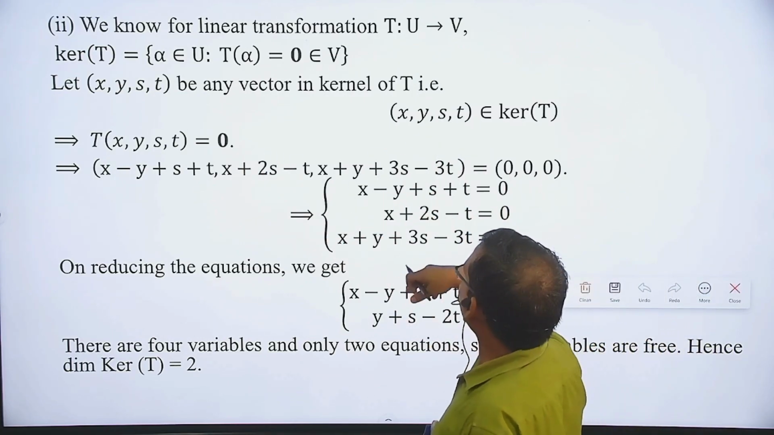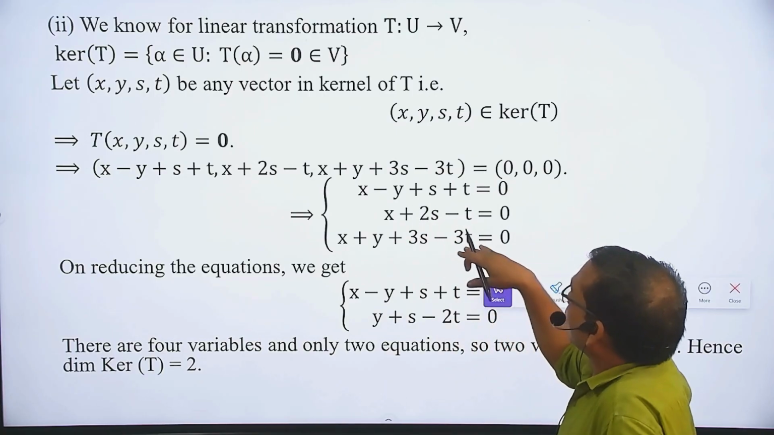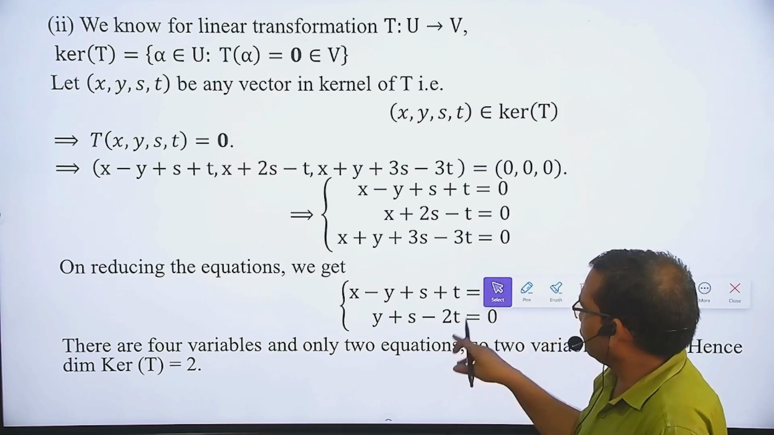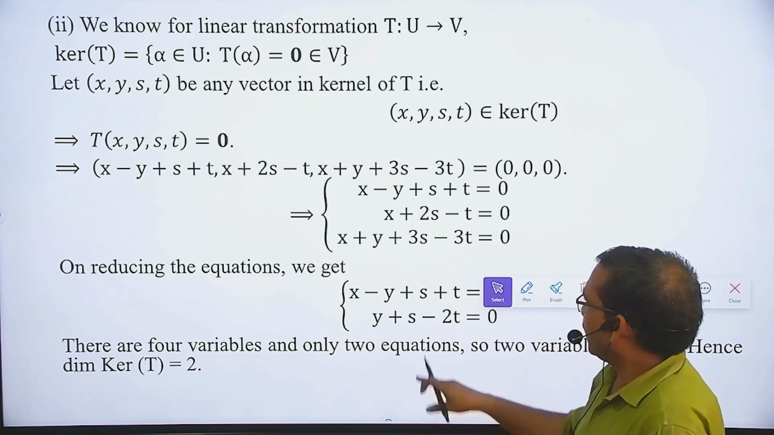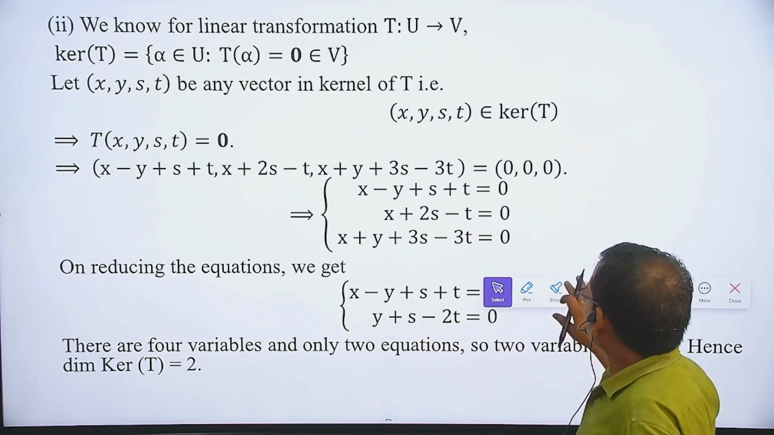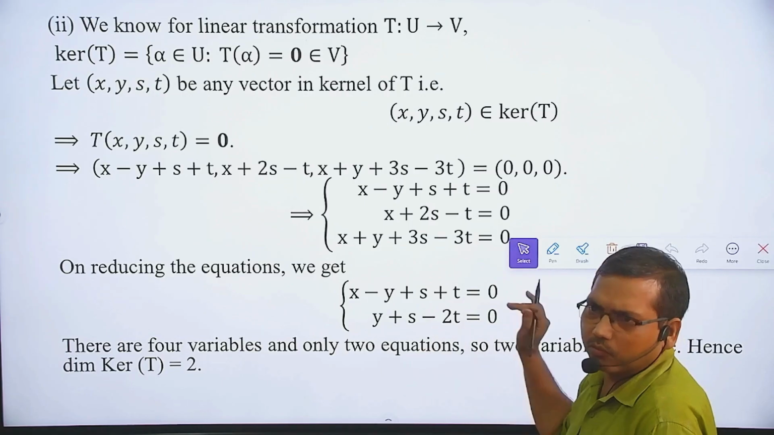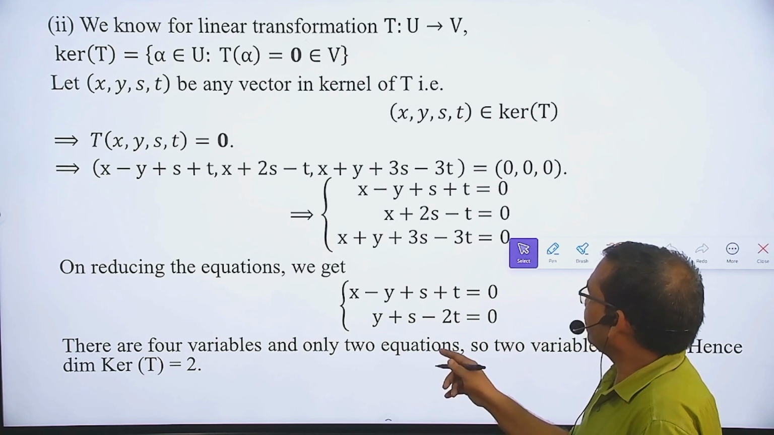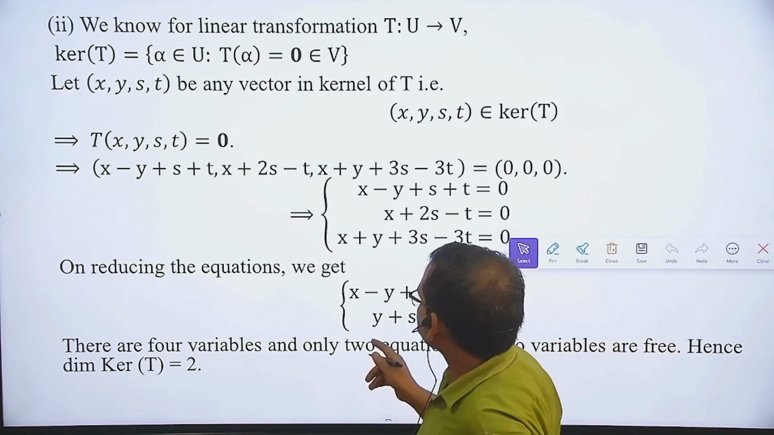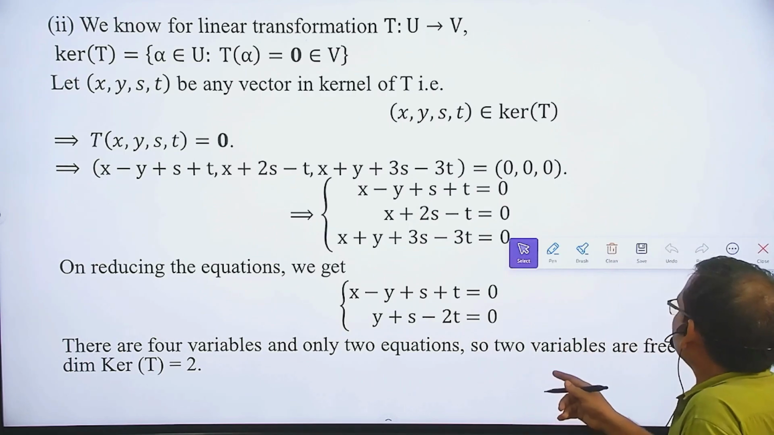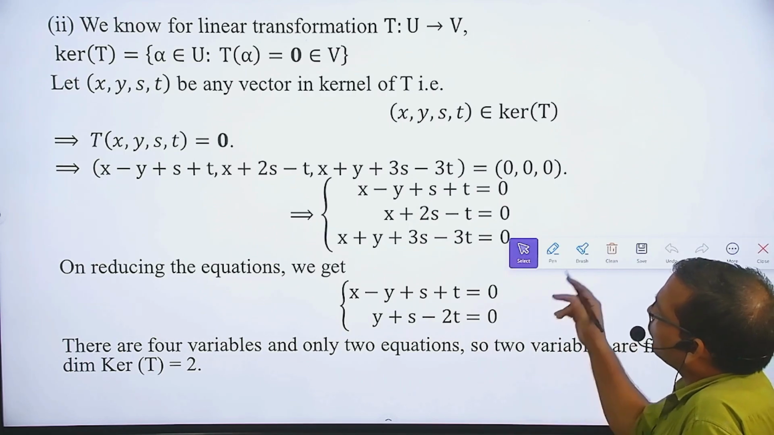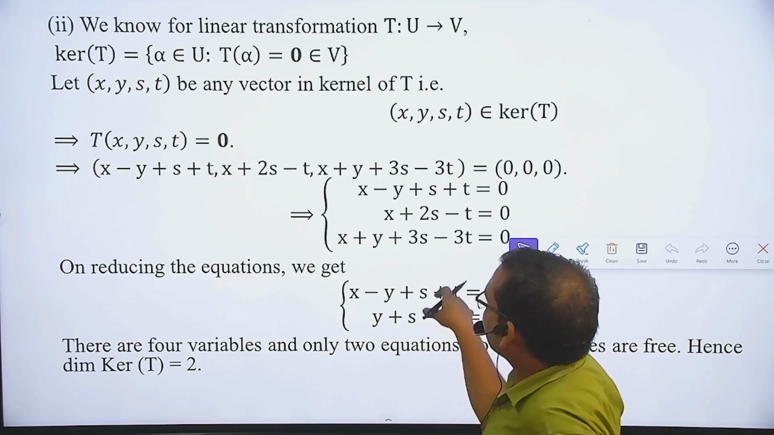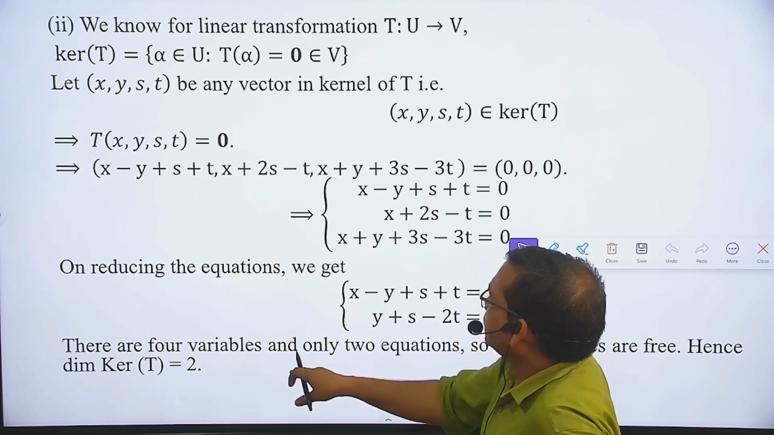On comparing, we get a homogeneous system of linear equations, and reducing it we get two equations. Here the equations are 2 but the variables are 4, so 2 variables are free. It means it has two solutions, only two independent vectors. So the kernel, the nullity, has dimension 2.